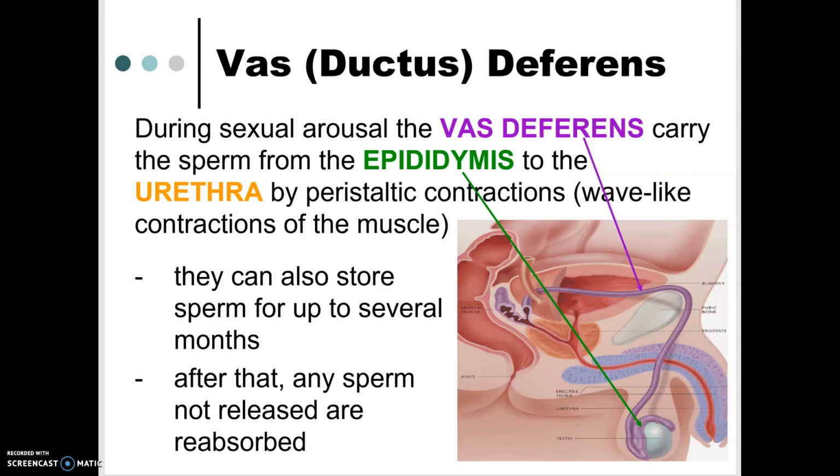Now, during sexual arousal, the vas deferens, this long tube, the purple tube you can see on the picture here, will carry the sperm from the epididymis, which is on top of the testicle, through the scrotum, through a bunch of different tissues in the male, all the way through to the urethra, and from the urethra, of course, that's how sperm will get out of the body. All of this will happen through these peristaltic contractions. Sperm can be stored for up to several months, and if sperm aren't used within several months, they'll just be reabsorbed by the body. Okay?